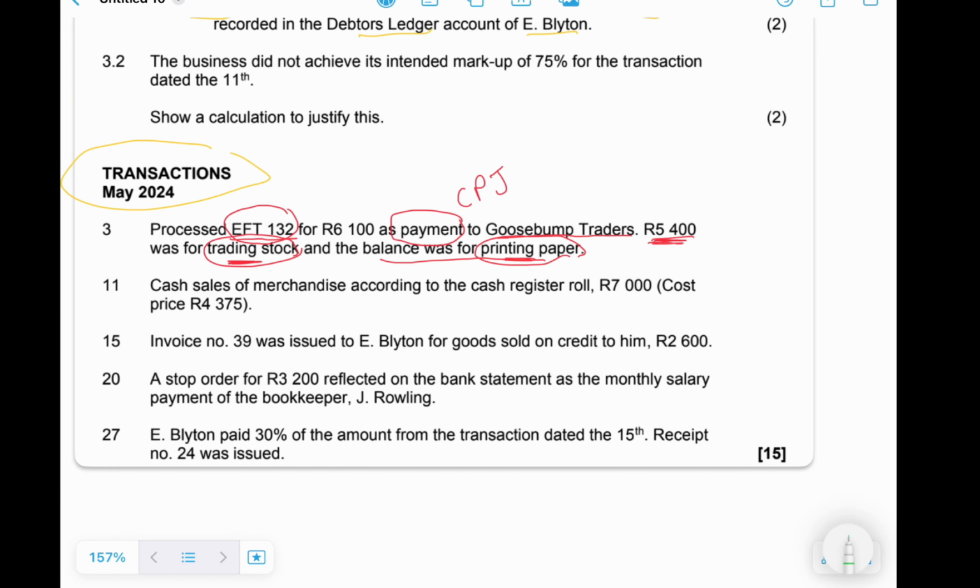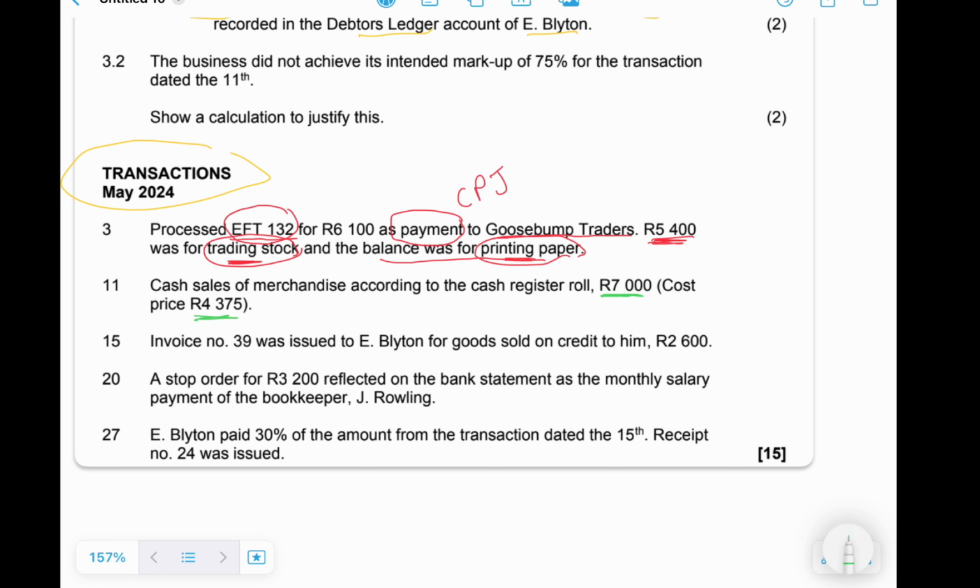On the 11th, cash sales of merchandise according to the cash register roll was 7,000 and the cost price was 4,375. So in this case, we are lucky because they gave us both the sale amount and the cost price. Had they not given us both the amounts, we would have had to calculate the one that they wouldn't have given us. So for example, if they had just given us 7,000 of the sale amount, we would have had to calculate the cost price using the markup.